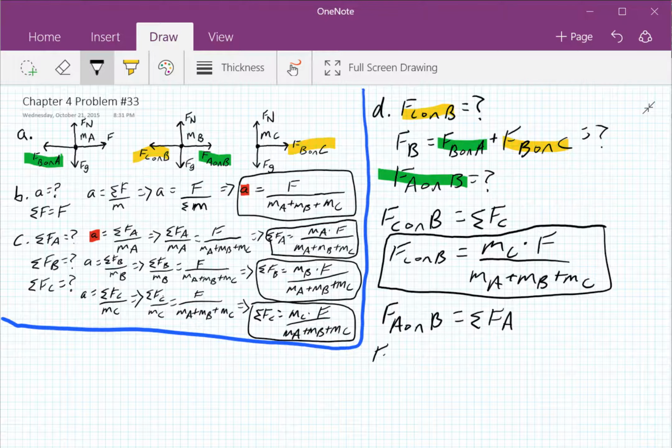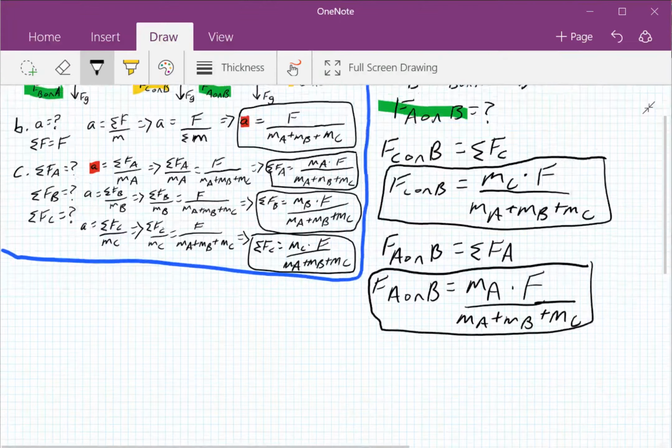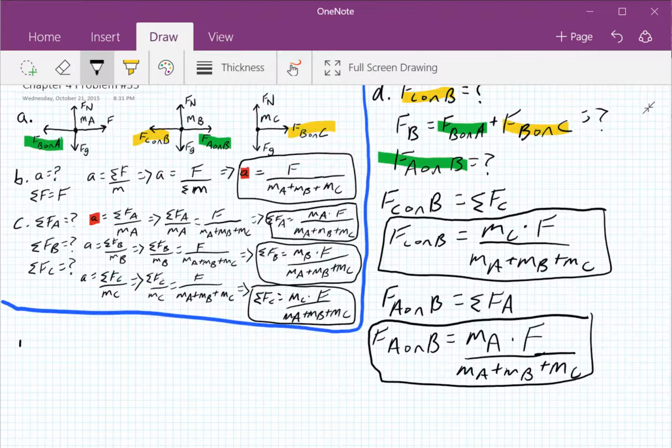So I'm just going to have F_A on B equals M_A times F all divided by M_A plus M_B plus M_C. And that's it for that part. And then the last part, you just add those two together. So you can imagine, I'm going to start way over here on the left. I'm going to have F_B. I'm going to actually rewrite that beginning part. It's going to equal F_B on A plus F_B on C.